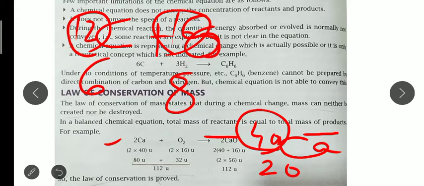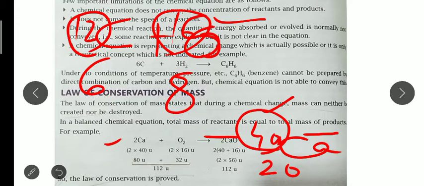For oxygen, here we have 2 atoms, and the atomic mass of oxygen is 16, as I have written here also. So 2 into 16. Similarly on the product side, it is a balanced equation, so we get 2 CaO. We write 2, then in a bracket the atomic mass 40 of calcium and 16 of oxygen. This 2 is for calcium and also for oxygen. When we multiply, 2 into 40 is 80 and 2 into 16 is 32. When we add them, it comes to 112 u.